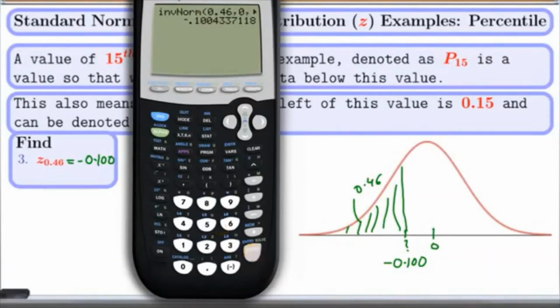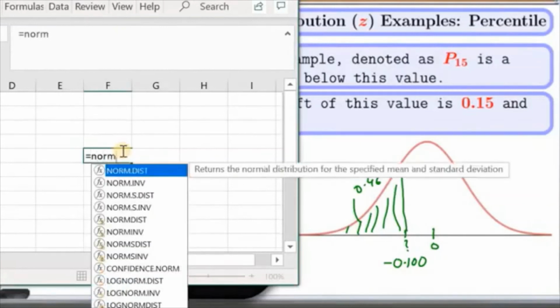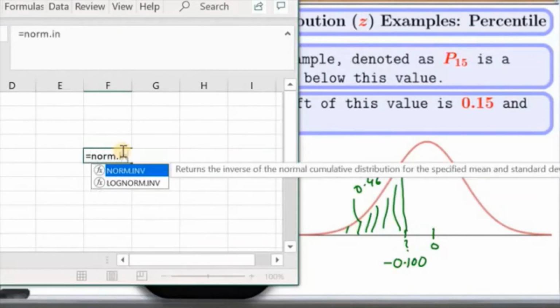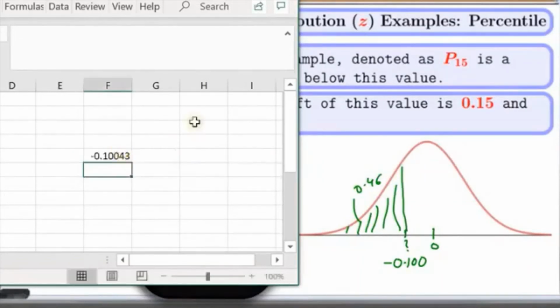Now, let me show you how to find the same value using Excel. So for that, type in equals, then type in NORM.INV, then put your parentheses. It takes area to the left, which is 0.46. Then our mean is 0 and our standard deviation is 1. Then close your parentheses, then hit enter. We have this. And this is exactly what we got from table and calculator also.